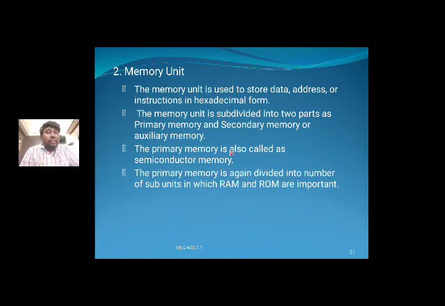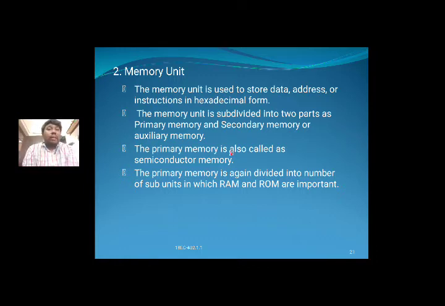The second one is the memory unit. The memory unit is used to store the data, addresses, or instructions in a hexadecimal form. That means generally the data we are taking is stored in the memory unit in hexadecimal form.